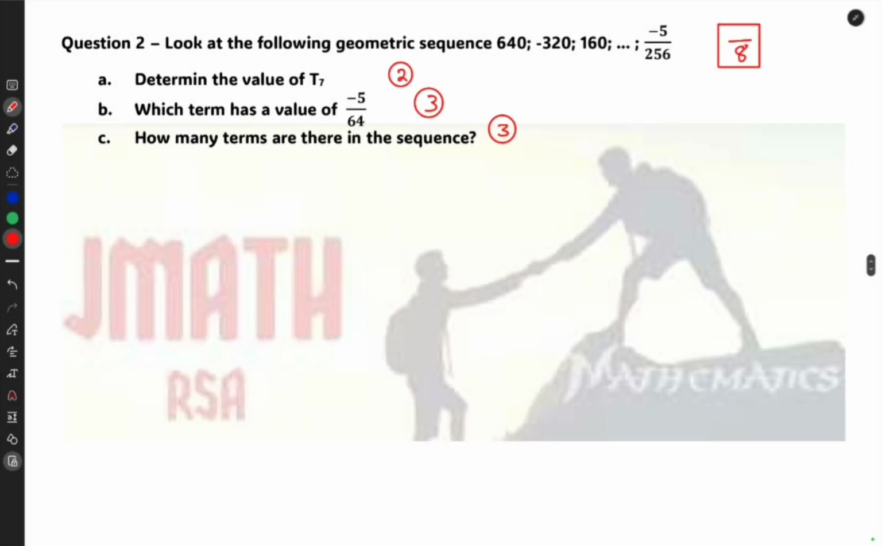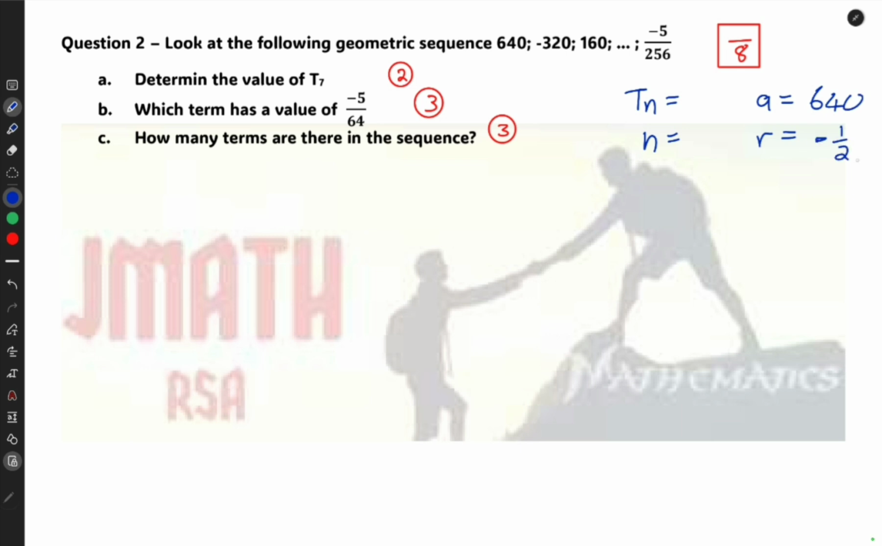Question 2. So now it's the same type of question. Structure, everything's the same, but it now has negatives and your r value is going to be a fraction because these values are getting very small. So let's start the same way. Tn equals, n equals, a equals, r equals. I can see a is 640. I can see r is minus a half in this case.